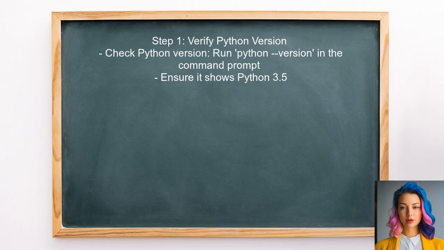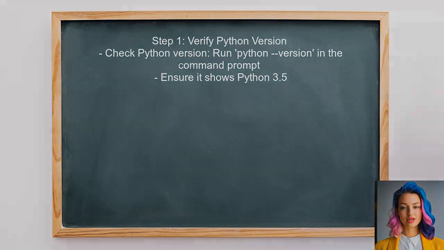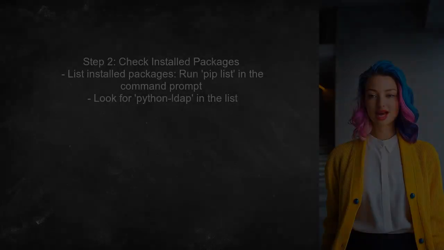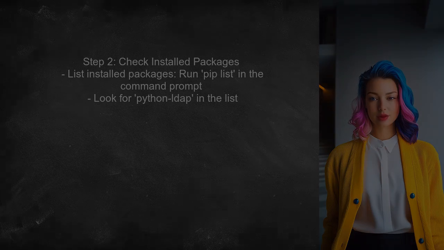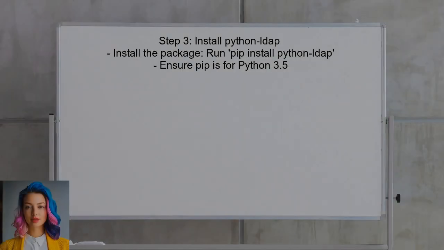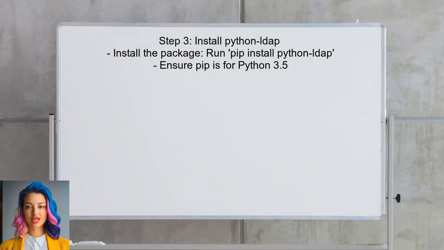To resolve the import error for the LDAP module in Python 3.5, the user should first ensure that they have the correct version of Python installed. It's important to check if Python 3.5 is indeed the version being used. Next, the user should confirm that the Python LDAP package is installed correctly. They can do this by running a specific command in the command prompt to list installed packages. If Python LDAP is not listed, the user needs to install it.